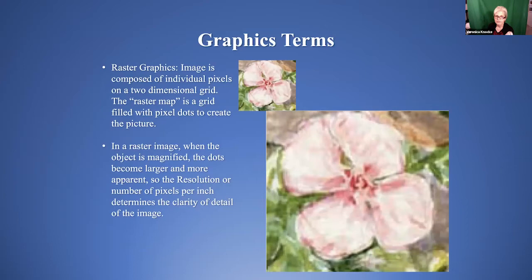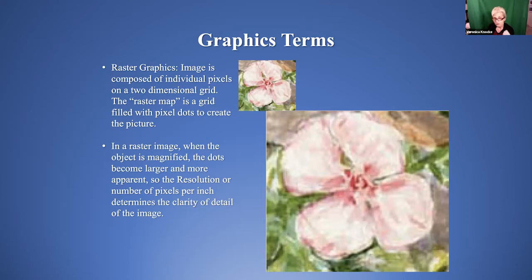Raster graphics. Your image is composed of individual pixels on a two-dimensional grid. The bitmap is a grid filled with pixel dots to create the picture. In a raster image, when the object is magnified, the dots will become larger and more apparent. You can tell where they begin and end. And the resolution, or number of pixels per inch, determines the clarity of detail of the image.